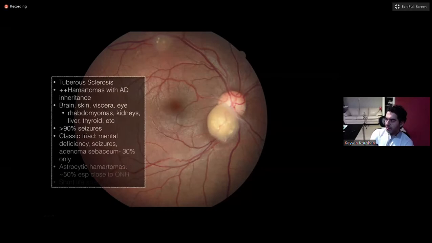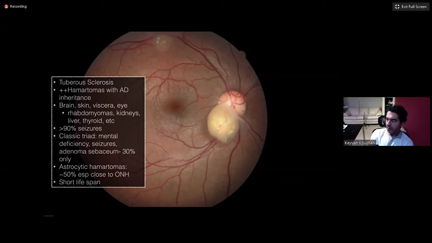You have lots of hamartomas, and this is an autosomal dominant condition. They get hamartomas in the eye, obviously. They get them in the brain, the skin, and other organs, and rhabdomyomas, kidneys, liver, thyroid, and a lot of seizures. These are kids. If you see someone or hear the name tuberous sclerosis, it's usually a child. The reason for that is that they usually die early.